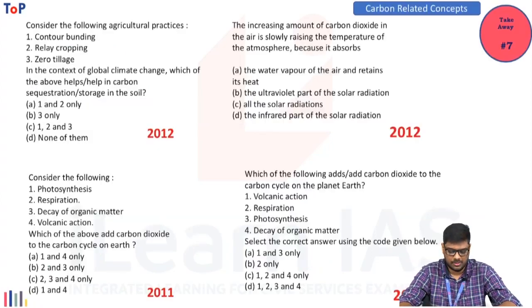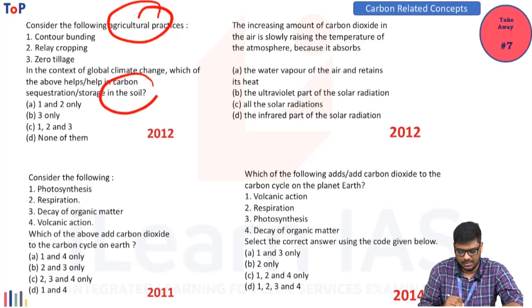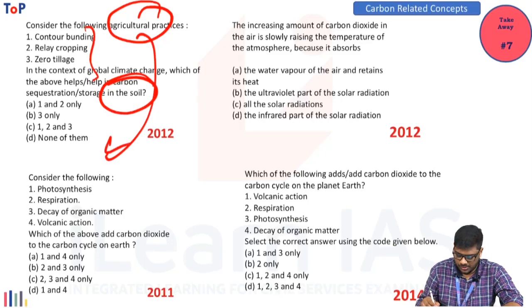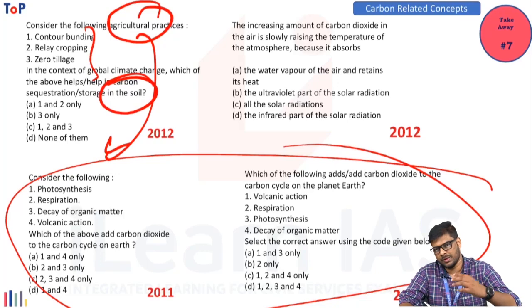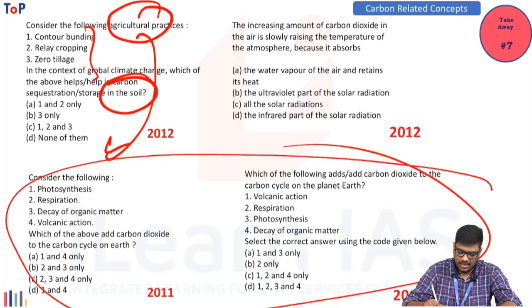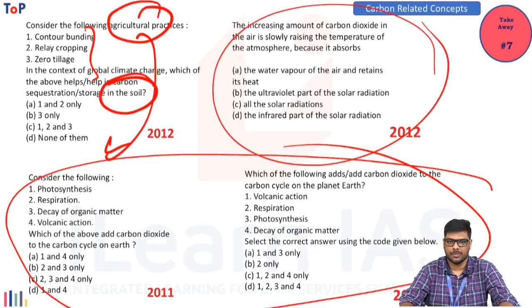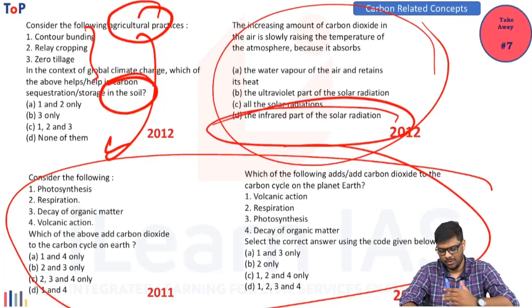Let me show you the questions. Here UPSC combined human geography and agriculture along with the carbon cycle: which of the activities help to sequester, to collect carbon into soil? Here we have already seen the carbon cycle and decay, which contribute carbon dioxide into the carbon cycle. So these two we have already discussed. And here is the role of carbon dioxide in the atmosphere that elevates global warming, because it absorbs the infrared part. So these are all fundamentals, right?